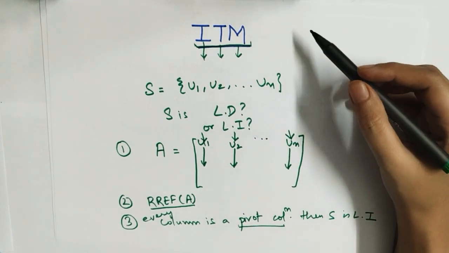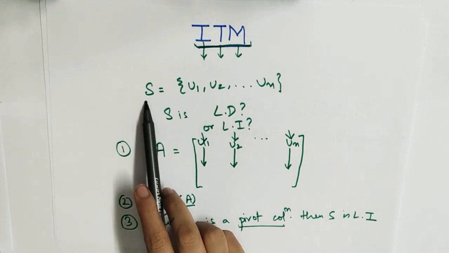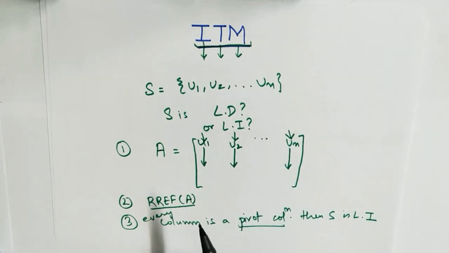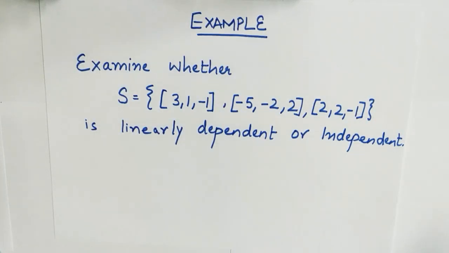So for ITM, what do we do? We first construct a matrix A using the set S, where columns of A are vectors of S. Secondly, we find the reduced row echelon form of A. After finding the reduced row echelon form of A, we examine whether every column is a pivot column or not. If every column is a pivot column, then S is linearly independent, else it is linearly dependent. Let us take some examples to see how it works.